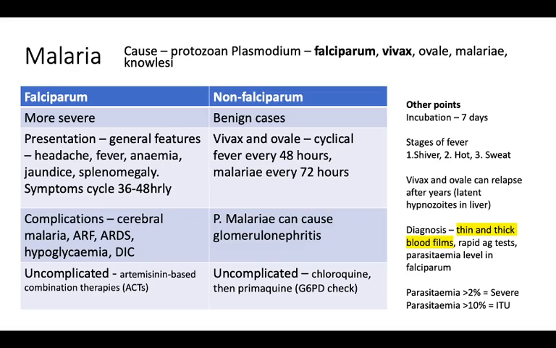primaquine after giving them chloroquine. But if you are going to give primaquine, you want to check the patient's G6PD status, as if they have a deficiency, this can lead to hemolysis if they take primaquine.